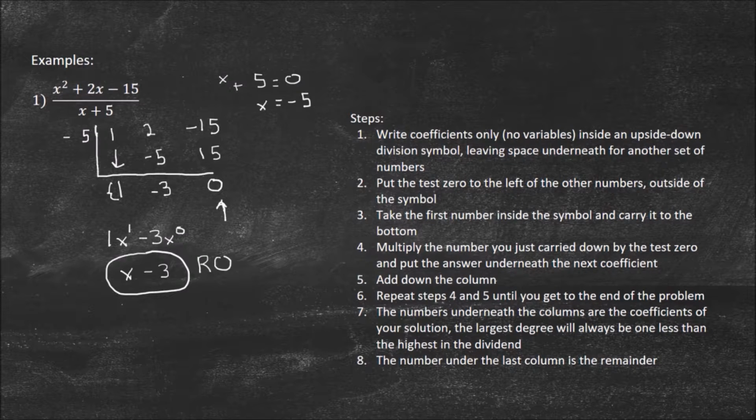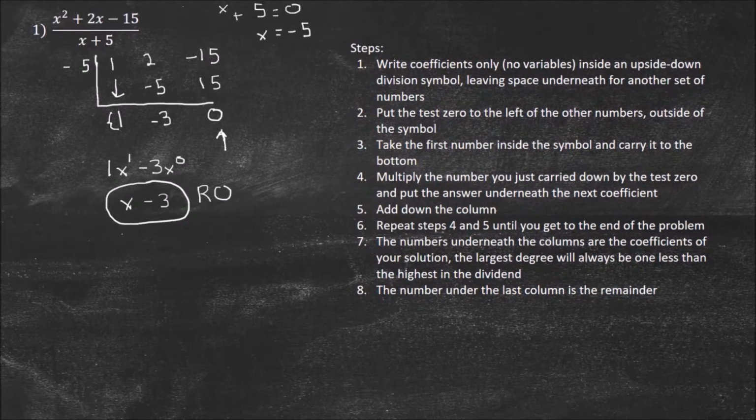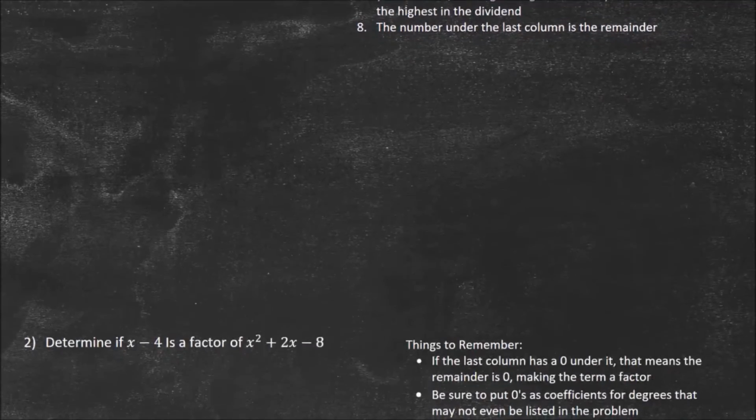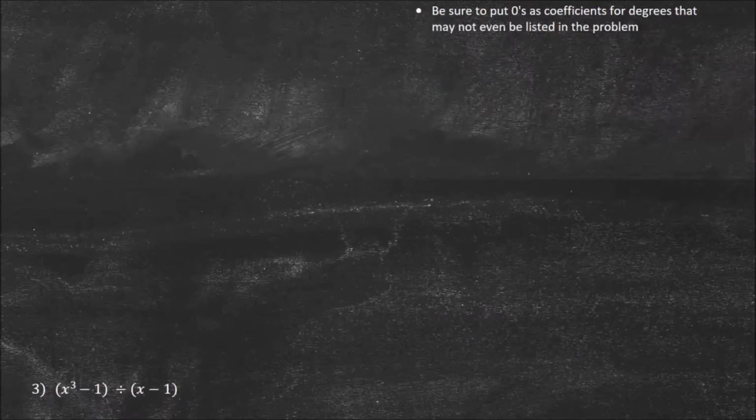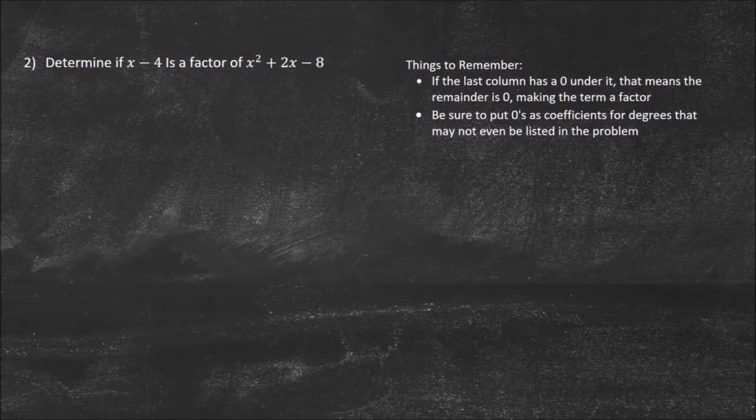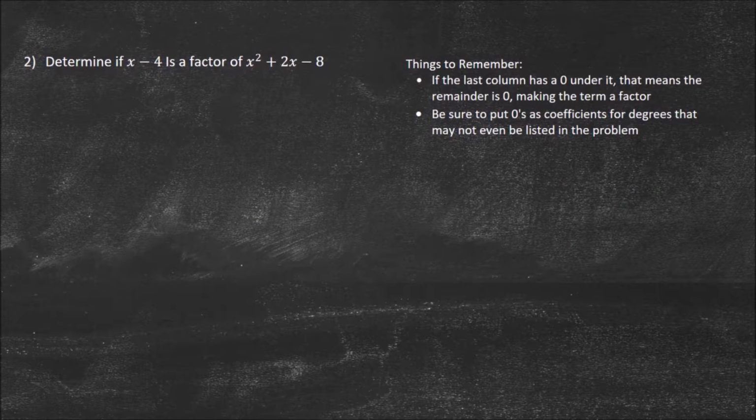So that's synthetic division. I hope that you see how much quicker it is than long division, but now we're going to do some of the applications of synthetic division and show what it's useful for. So here's a common example that you might see. It says, determine if x minus 4 is a factor of x squared plus 2x minus 8.